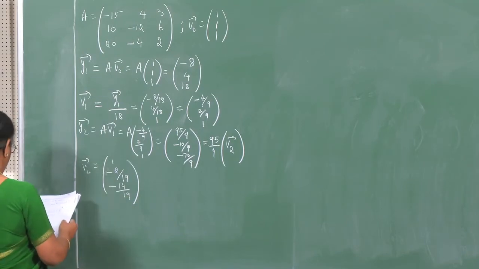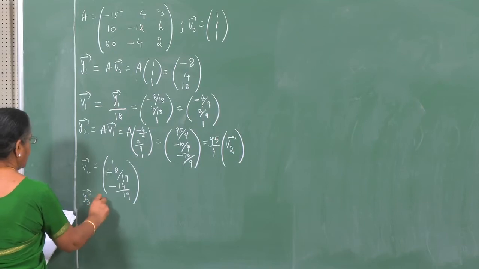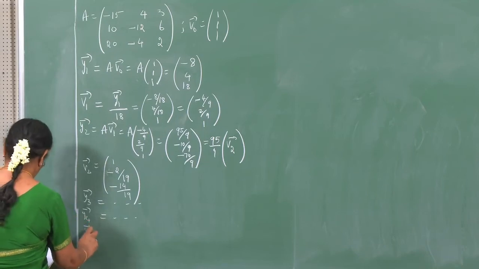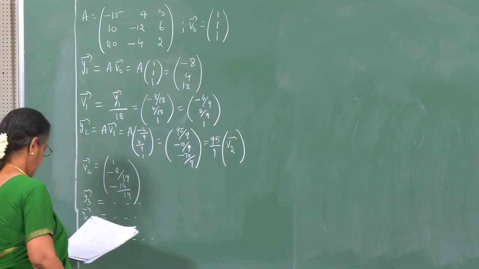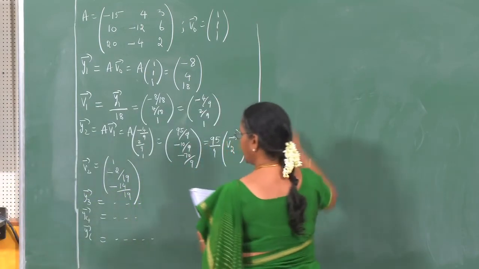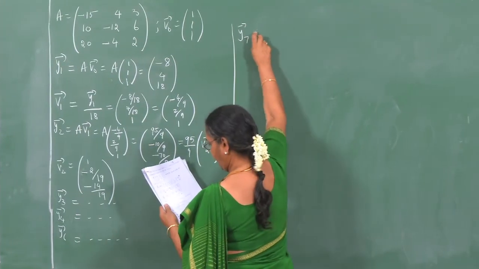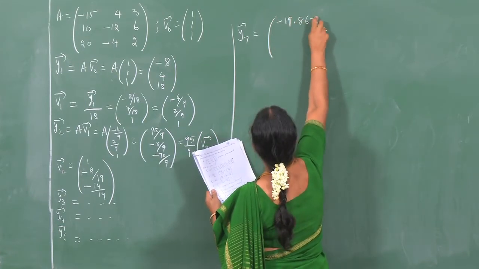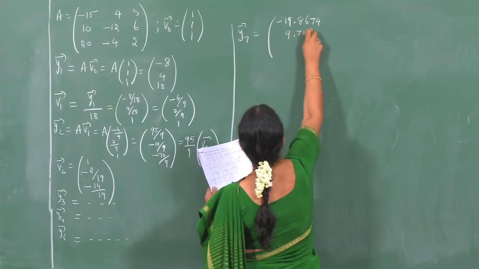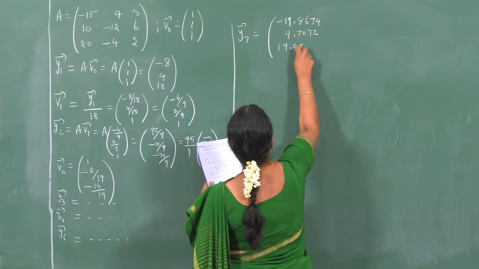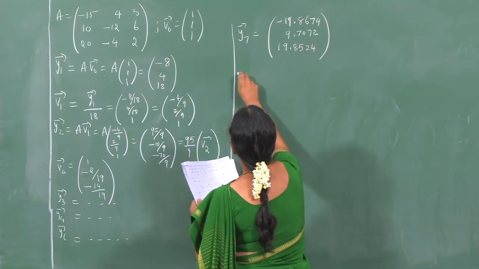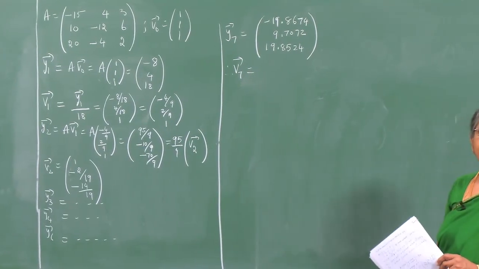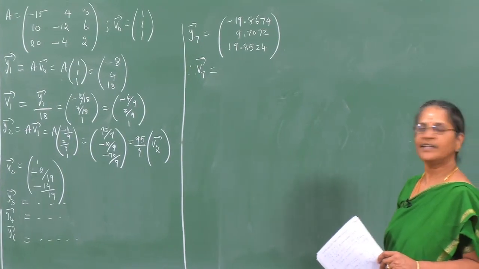So, we compute Y3, Y4 and so on. I leave these computations for you, and when it comes to obtaining the vector Y7, it turns out to be the vector -19.8674, 9.7072 and 19.8524, and therefore, I compute vector V7 by dividing vector Y7 by the numerically largest element in that vector.